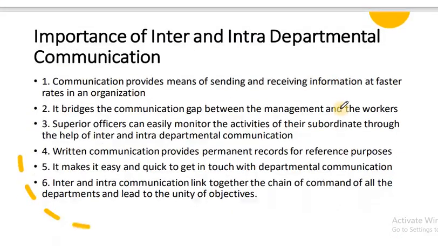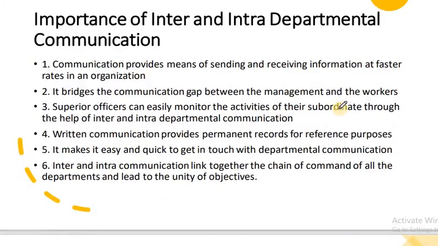Then we're looking at the importance of inter and intradepartmental communication. Number one, communication provides a means of sending and receiving information at a faster rate in an organization. If inter and intradepartmental communication is there, there is every tendency that there will be a smooth and faster running of sending and receiving information.